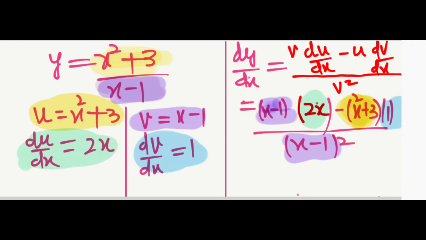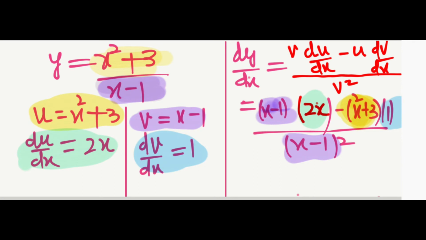Now friends, keep two things in mind. In the denominator we don't write v, we write v square. And secondly, sometimes you may forget to write the denominator v square. So always remember to write the denominator value also.